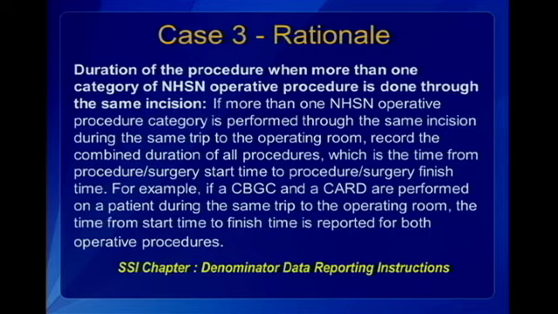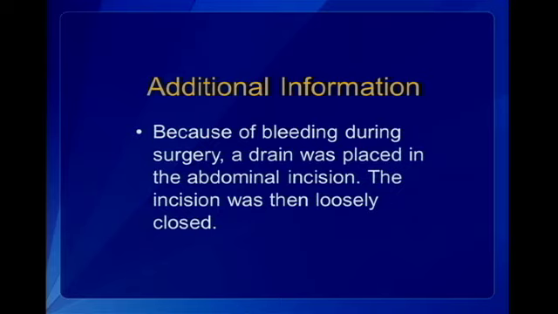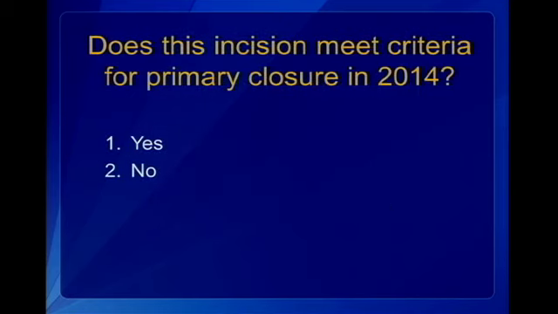This is your actual example, which I cut from our denominator reporting instructions. It's in there as a very specific example telling you what to do. Because of bleeding during surgery, a drain was placed in that abdominal incision, and the incision was then loosely closed. Does this incision meet criteria for a primary closure in 2014? 1 yes or 2 no. Just to give you a little more information about that incision, they did 2 things. They had to leave in a drain and loosely close it.